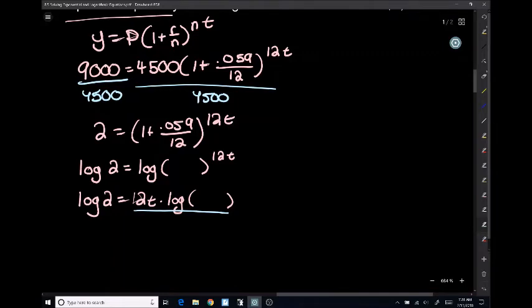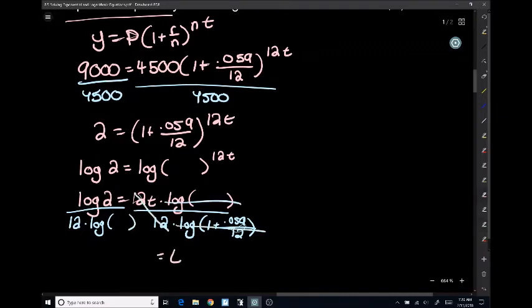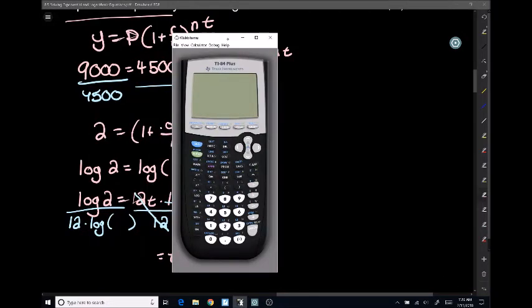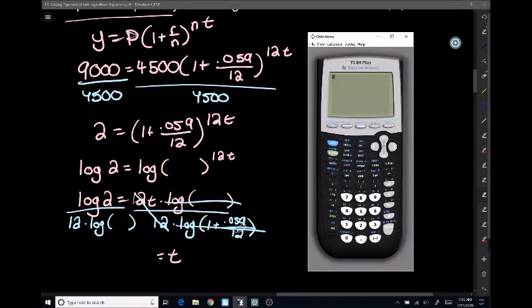I'll now divide both sides by 12 times the log of whatever that was, I'll write it this time, 1 plus 0.059 over 12. So that's going to cause these 12s to undo each other and these logs to undo each other. And on the right side, I'm just going to be left with t. On the left side, I've got a quick little calculation to do. I'm going to do the log of 2 divided by, in parentheses, 12 times the log of 1 plus 0.059 divided by 12.